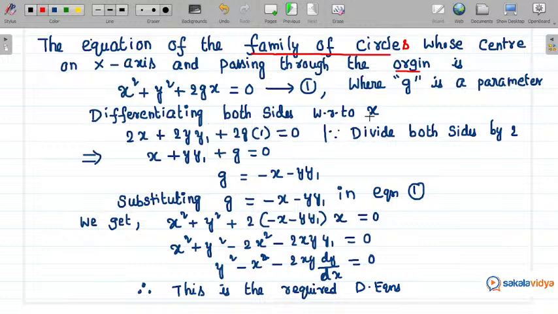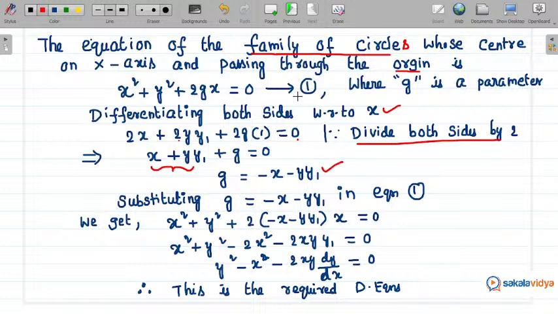So differentiating both sides with respect to x. The derivative of x square with respect to x is 2x. The derivative of y square with respect to x is 2y times y1, plus 2g into the derivative of x, which is 1, equal to 0. Now we have 2 common in each term, so divide both sides by 2. Then we get x plus y y1 plus g is equal to 0. From this we can find the value of g in terms of x, y and y1. Transposing, g is equal to minus x minus y y1.